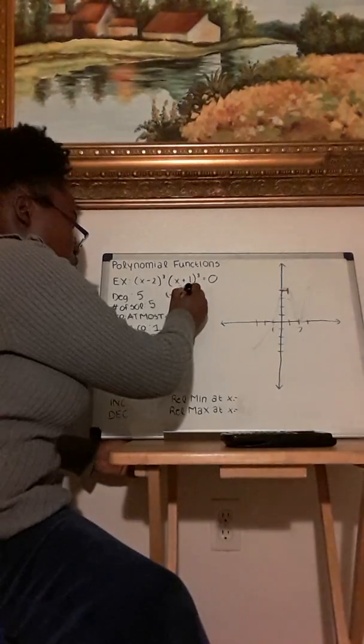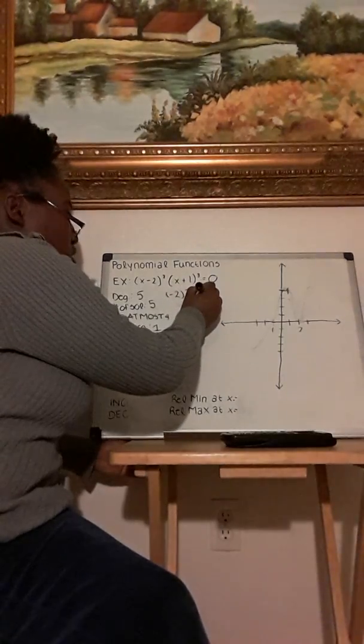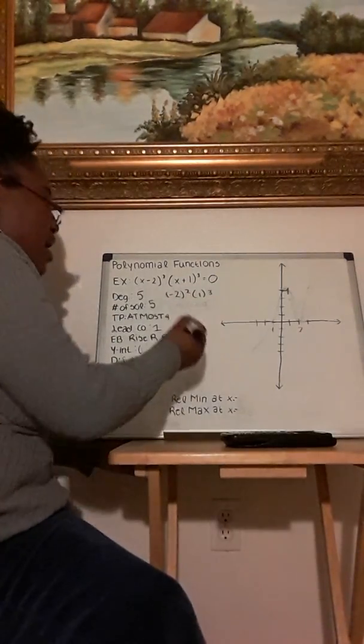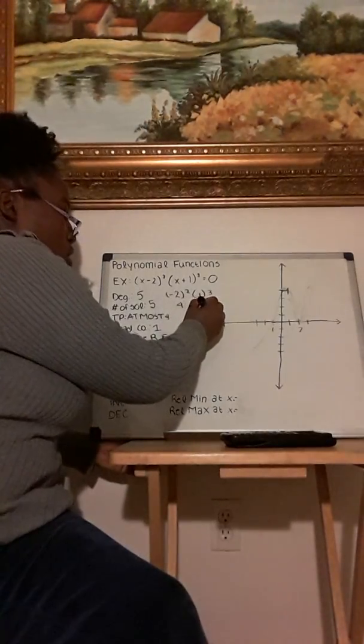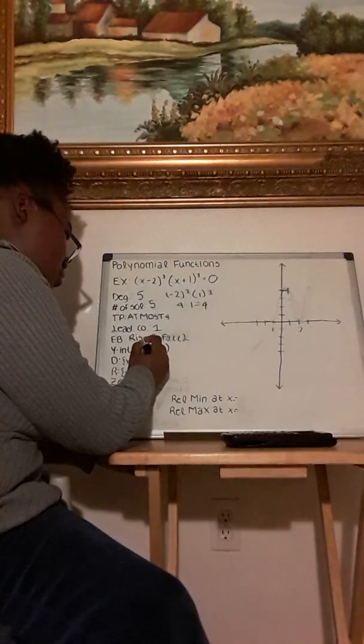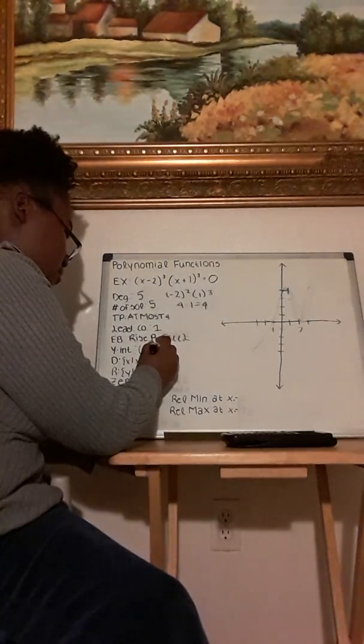Now, just using a little bit of basic algebra, we will set the x to 0, which will make it negative 2 squared and 1 cubed, and 4 times 1 equals 4, which by that we can tell our y-intercept will be 0, 4.